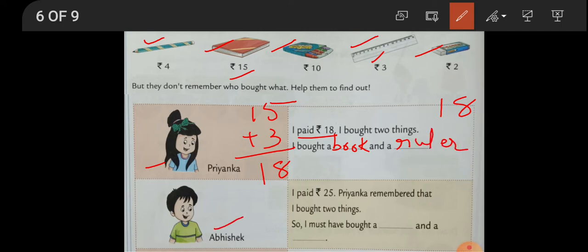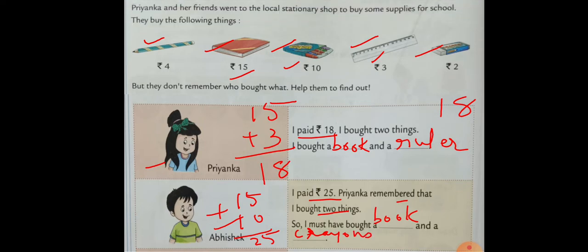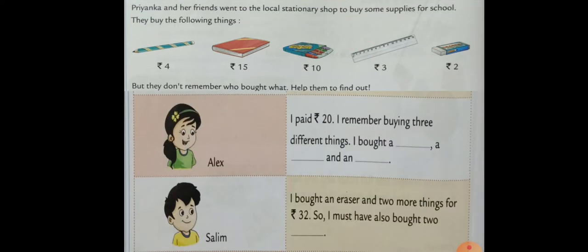Okay. Now what does Abhishek say? Abhishek says that I have given 25 rupees. Priyanka, remember that I bought two things. He brought two things for 25 rupees. Again you take the big number. That is, you take one number as 15. That means book she has purchased. One is book, that is of 15. Okay. Now it's giving you 25. That means the second should be the 10. That is the crayon. See here, you are getting 25. So crayon. What is it? C-R-A-Y-O-N-S. Crayons, beta.